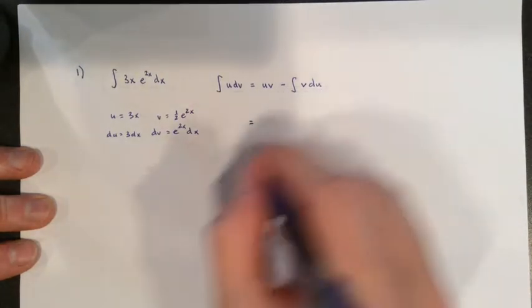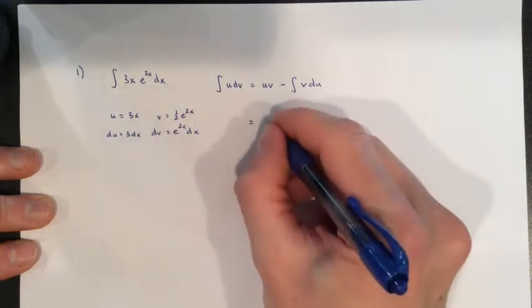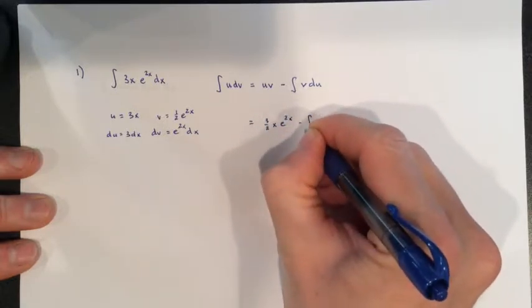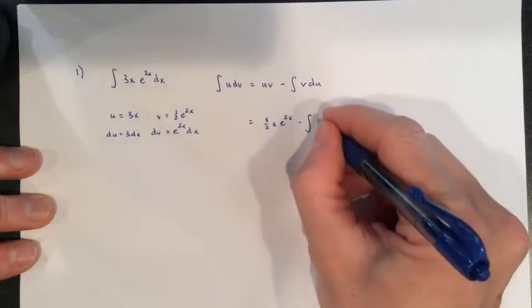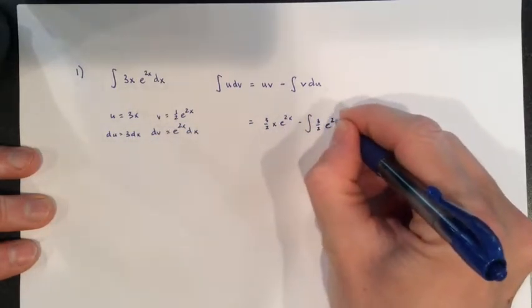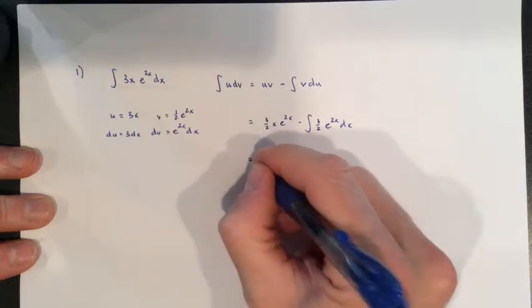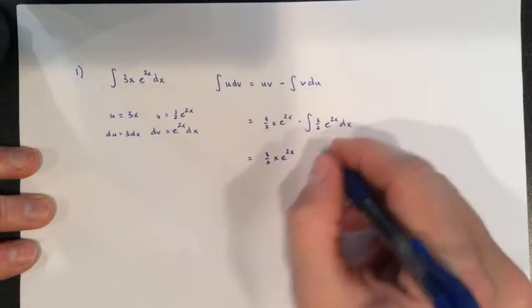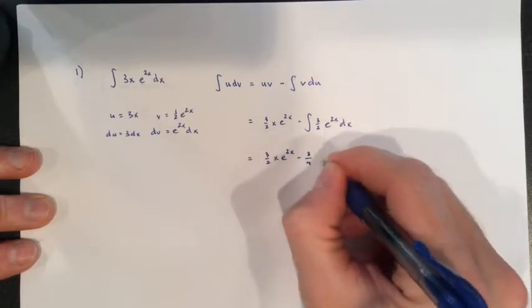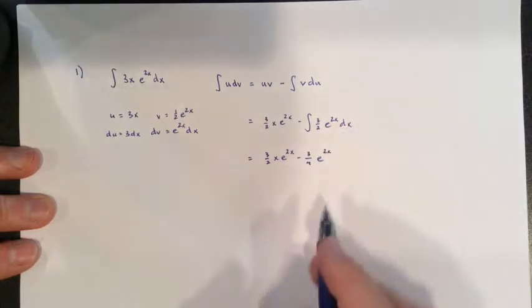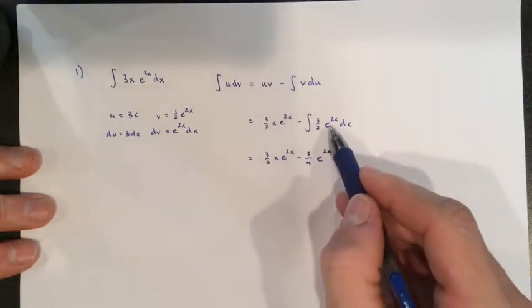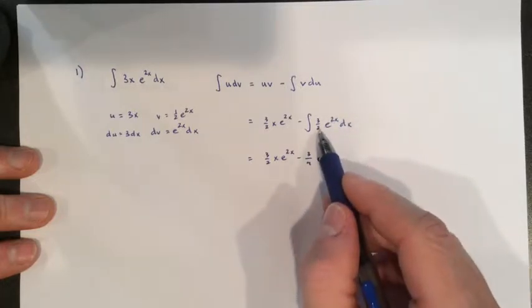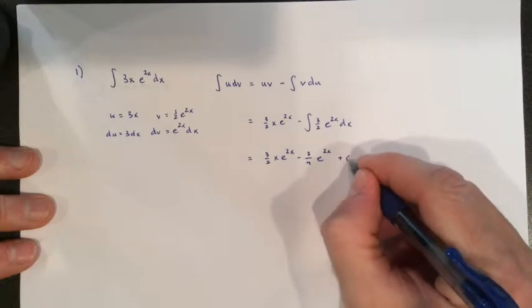So the original integral then can be rewritten as uv, so that's 3/2 x e to the 2x minus the integral of v du, which is 3/2 e to the 2x dx. The first part we just rewrite because it's already finished, and then we do the integral. And the integral is just 3/4 e to the 2x. And again, how do I get the 3/4? I'm taking the integral of e to the 2x, and the reverse chain rule or u substitution tells me that I create another factor of 2 in the denominator, making that 3/4 plus c.